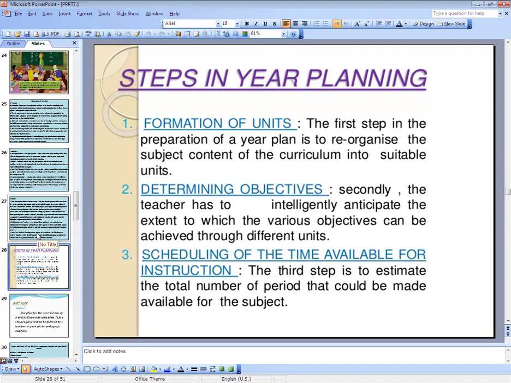Even resource planning can be done in this one. What kind of TLMs can be used? What kind of resources can be utilized? This will be planned prior to the teaching. And collaboration. Year plan facilitates collaboration among the teachers within the grade level or the subject level. So this kind of collaboration helps them to share the ideas, align the assignments appropriate to the need, develop common instruction strategies in the year plan. That was for the teacher.